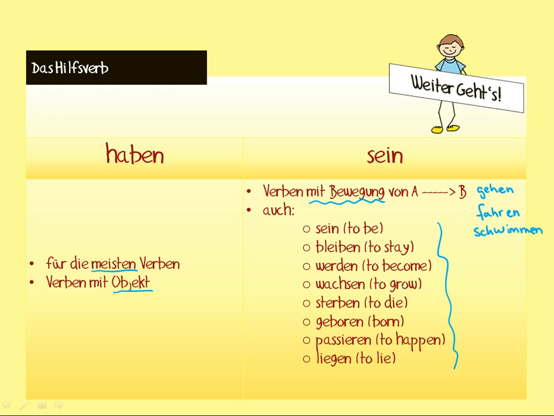Sein forms its past tense with sein. Bleiben, to stay. Werden, to become. Wachsen, to grow. Sterben, to die. Geboren, born. Passieren, to happen, and liegen, to lie. On those, the movement from A to B is maybe not so obvious. So if it's not obvious to you, you might want to just memorize that list.